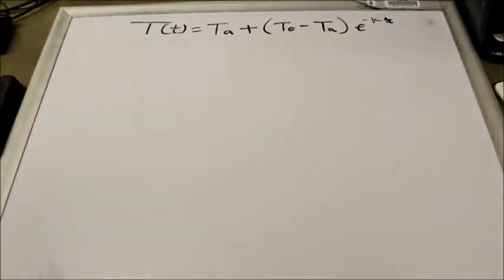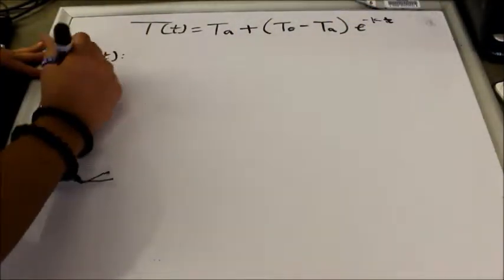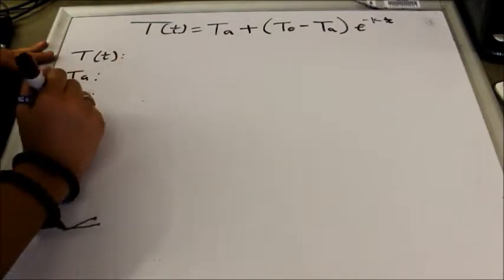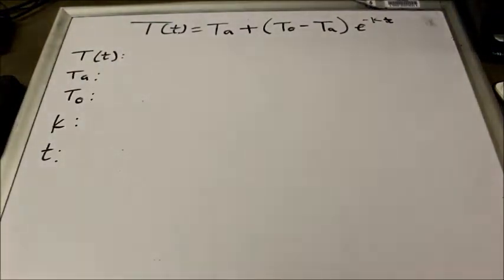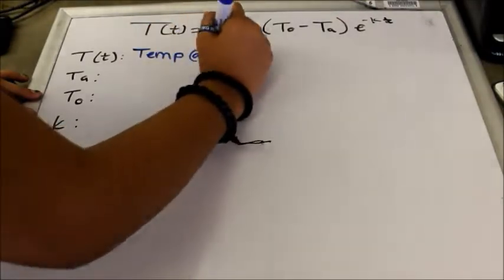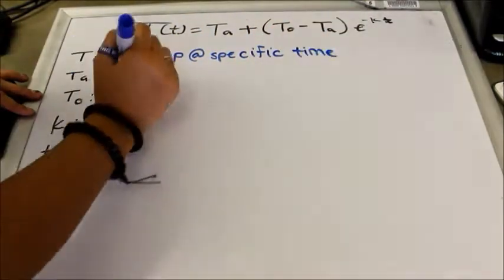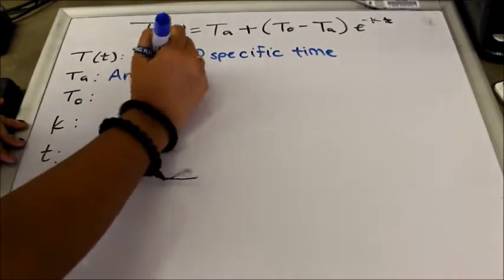In order to solve this problem, we use Newton's law of cooling. For this problem, it is big T of little t, the temperature at a given time, which is equal to TA plus (TO minus TA) times e to the negative k times t.